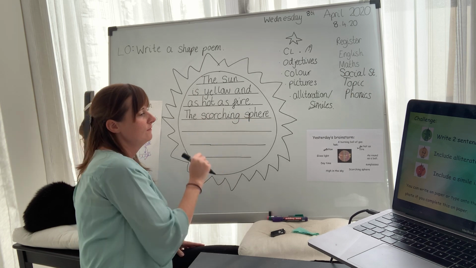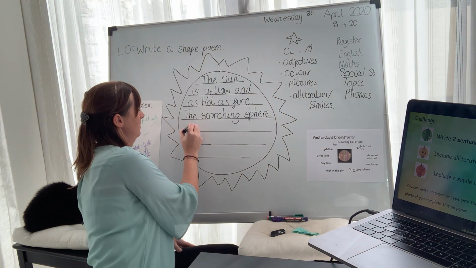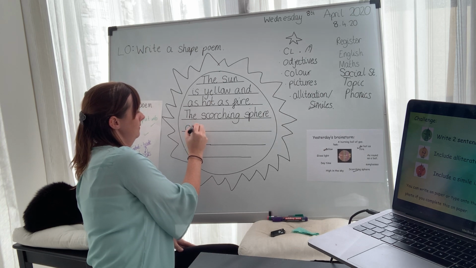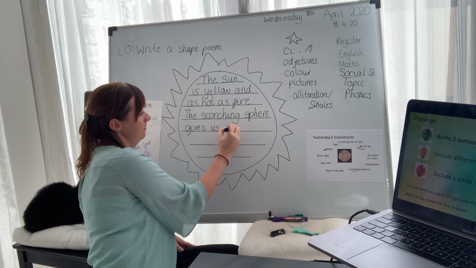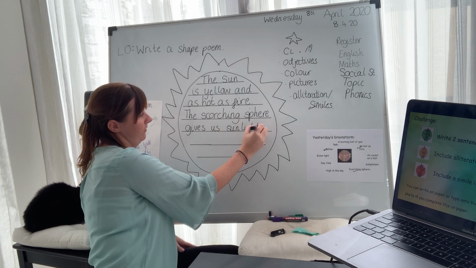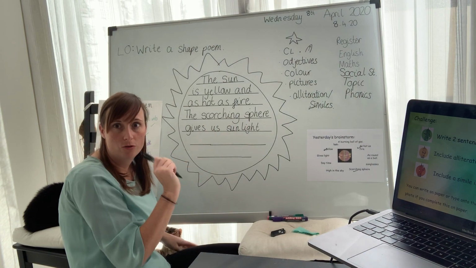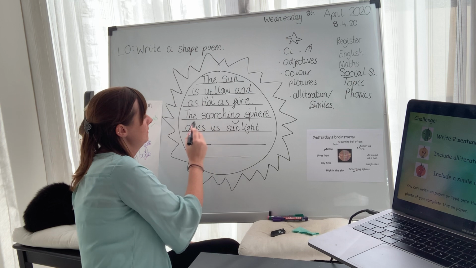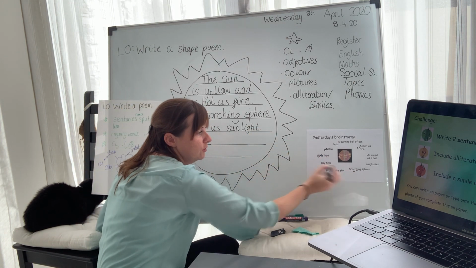The scorching sphere gives us sunlight. So I've got 1, 2, 3. Not the best alliteration, maybe you could do better. The scorching sphere gives us sunlight. Full stop. So I've now used those two.